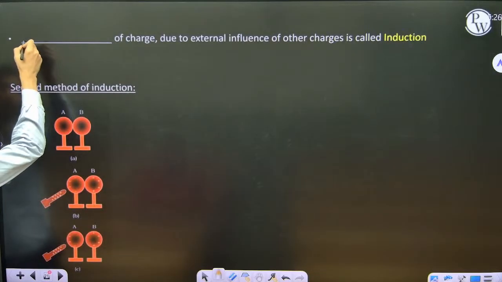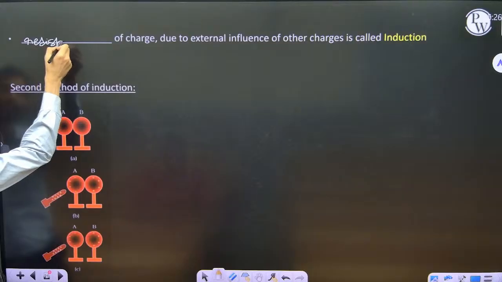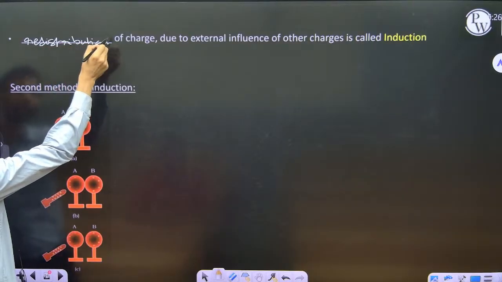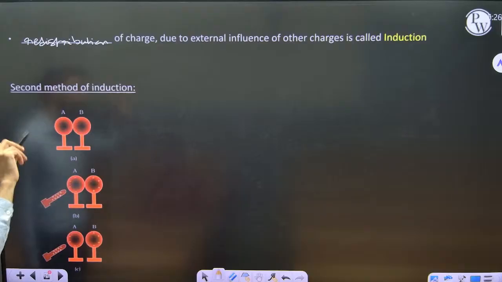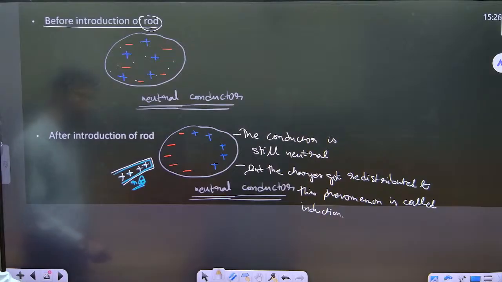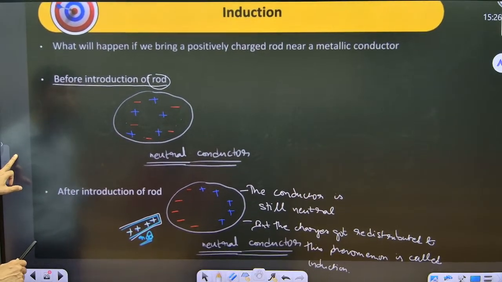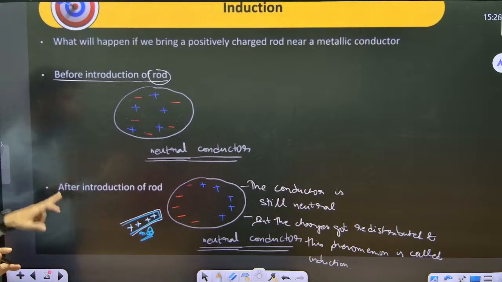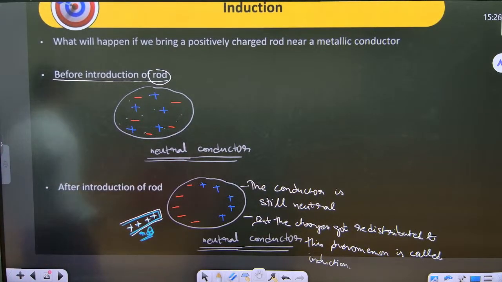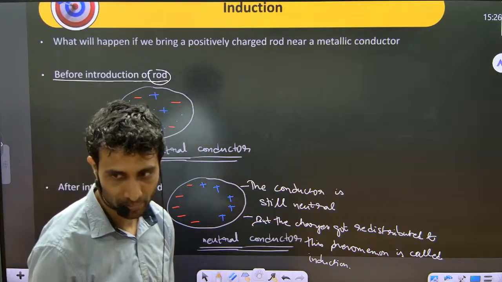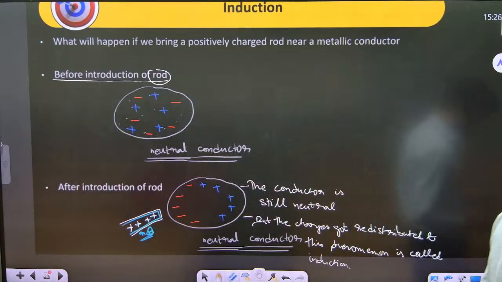So redistribution of charge due to the external influence of other charges is called induction. Right? Makes sense? That's what we have written here. Now, online kids, you can note this down, and next time you get your copy, it will help you understand better. Even if it is a small duration you're attending for, at least it should be fruitful, no? Whatever time you're spending, make use of that time. So, online kids, take this down.